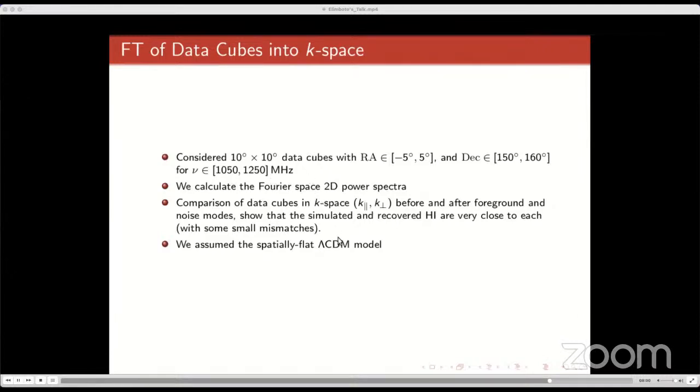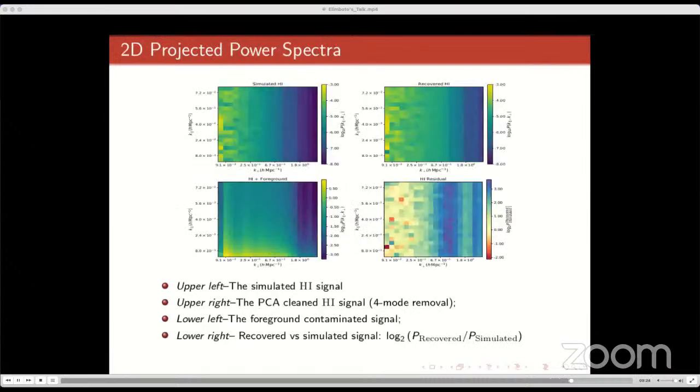So we computed the two-dimensional power spectra. The look of the recovered and the simulated signal are very close to each other, indicating that PCA can do well in recovering the signal, but with some small mismatches. We assumed the spatially flat lambda CDM model.